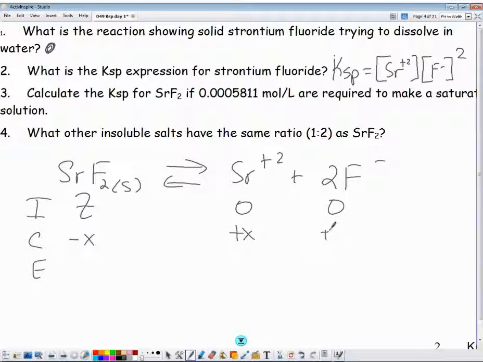Okay, so in my ICE chart, then, I do -x, plus what? 2x, that will ultimately in the KSP expression get squared. That's what my ICE chart's going to look like. So I'm going to have Z minus x, which is approximately going to just be Z, because very little of it is going to dissolve, but 0 plus x is going to be x, and 0 plus 2x is going to be 2x. Yes, ma'am?